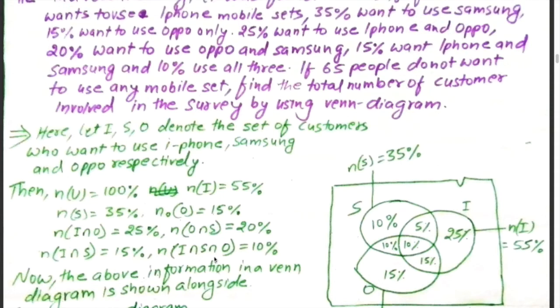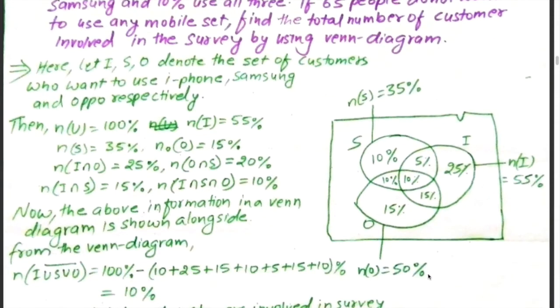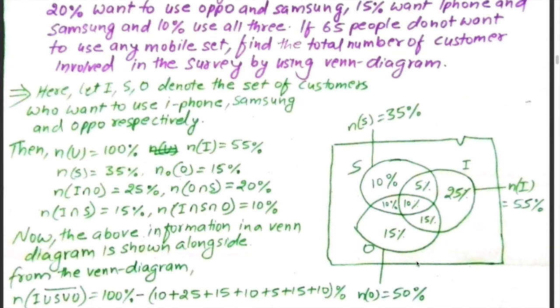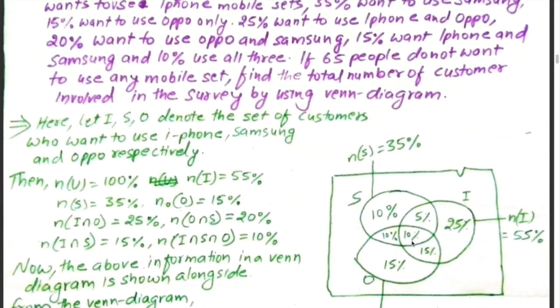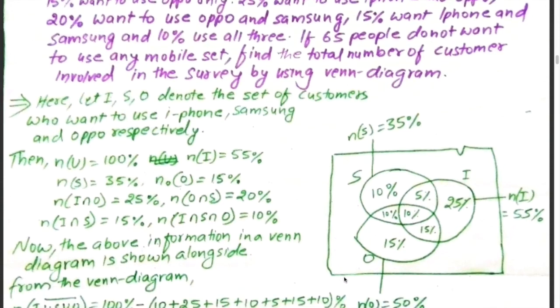Now the above information is shown in a Venn diagram alongside. Here n(S) equals 35%, the people using Samsung is 35%. n(I) equals 55%, which means 55% of people are using iPhone, and n(O) is 50%. This is not given, but we have to find it from the formula. The intersection of all three, I and O, is given as 10%. This is given in the question, but we have to find more things according to the formula.